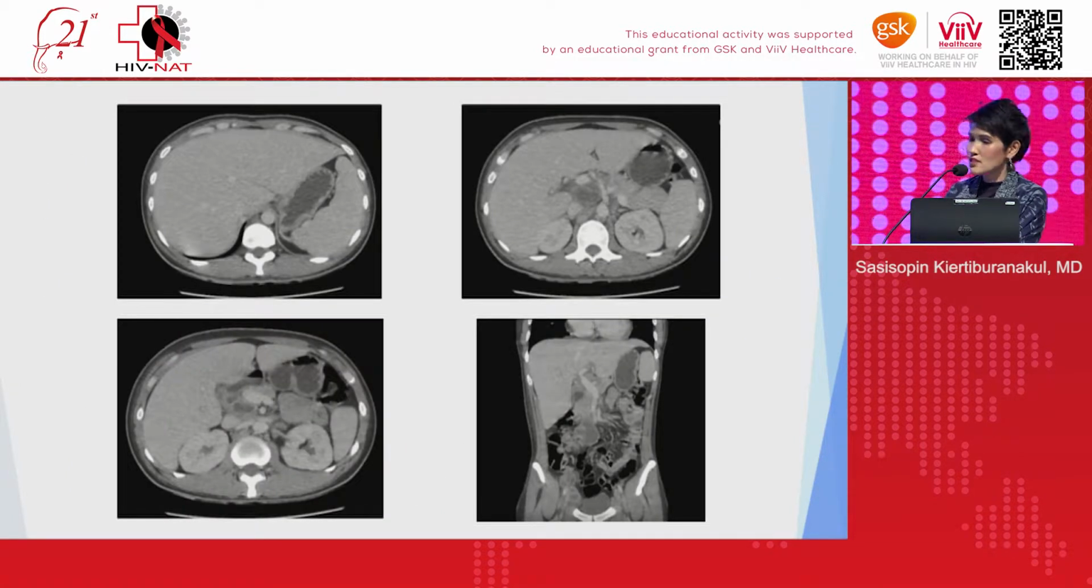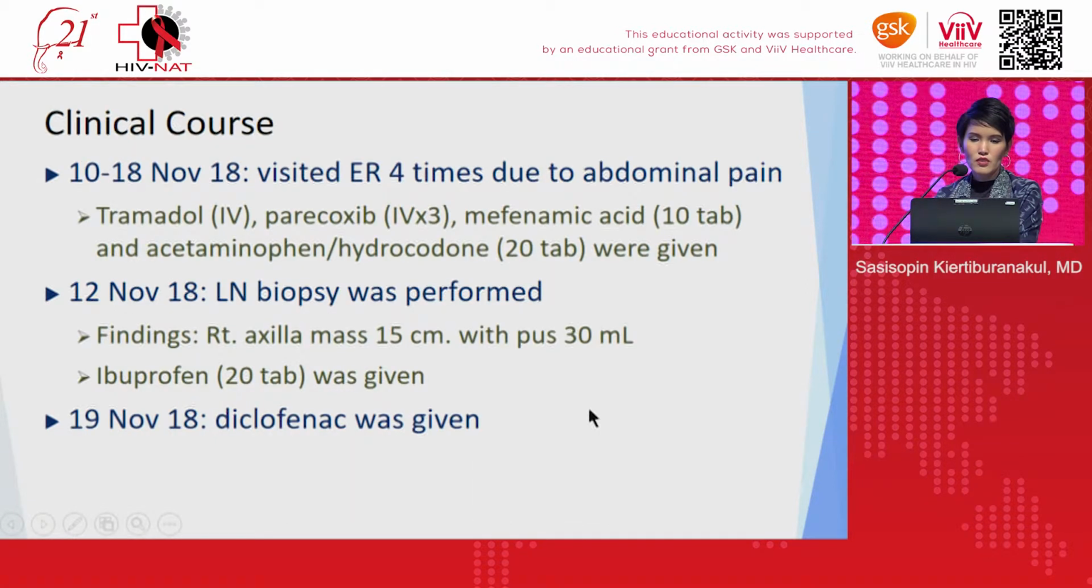So this is the CT scan of the patient. You can see very large hepatomegaly and splenomegaly, also the intra-abdominal lymph nodes here, and multiple lymph nodes here. Anyway, the patient was scheduled for a lymph node biopsy, and before the biopsy was performed, he came multiple times to the ER because of abdominal pain, and he received multiple doses of NSAIDs.